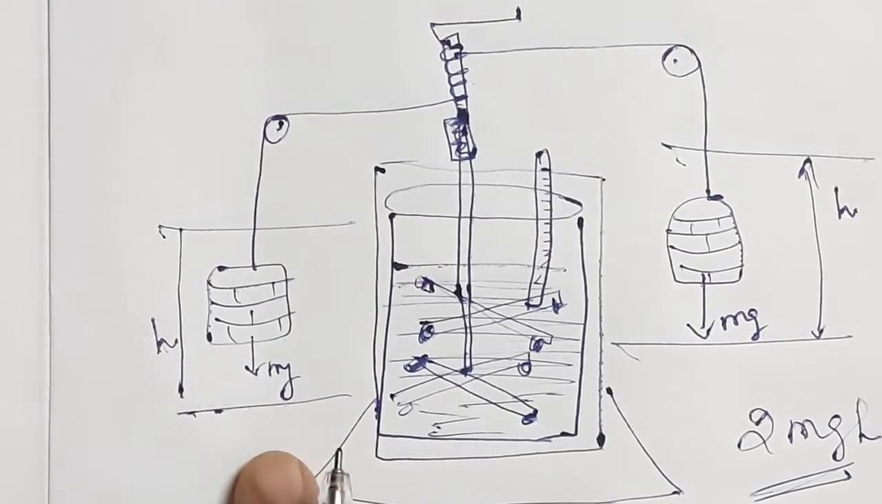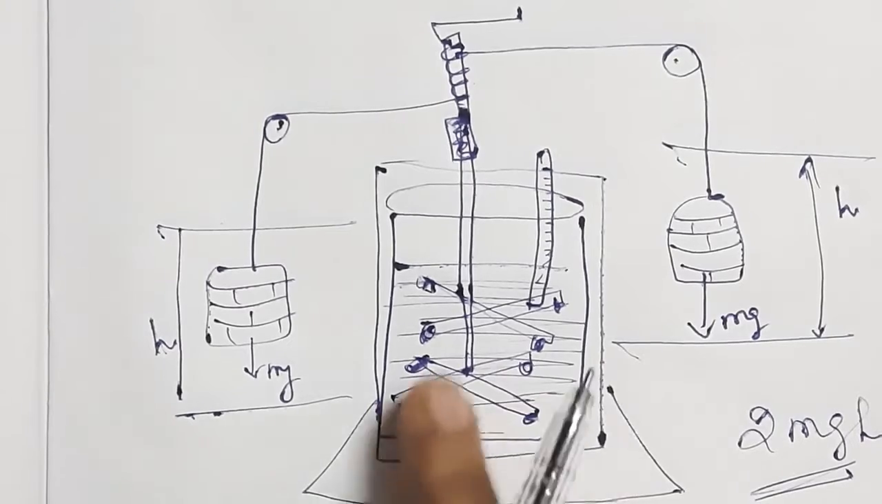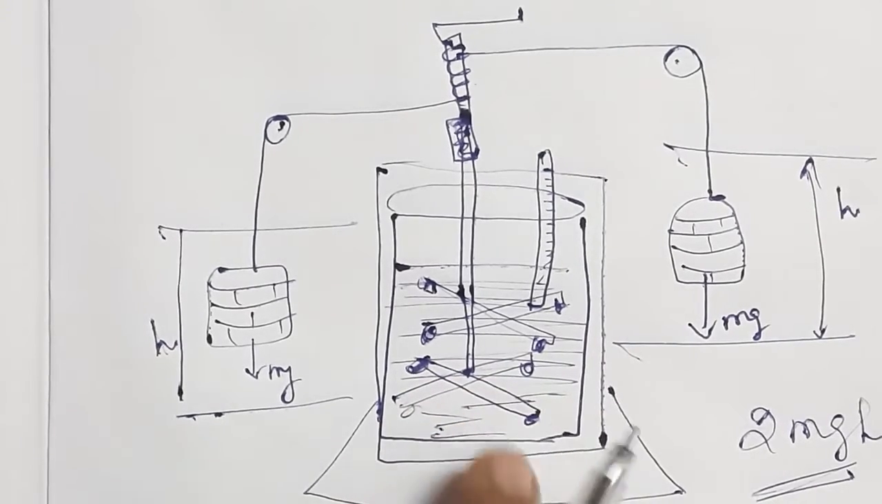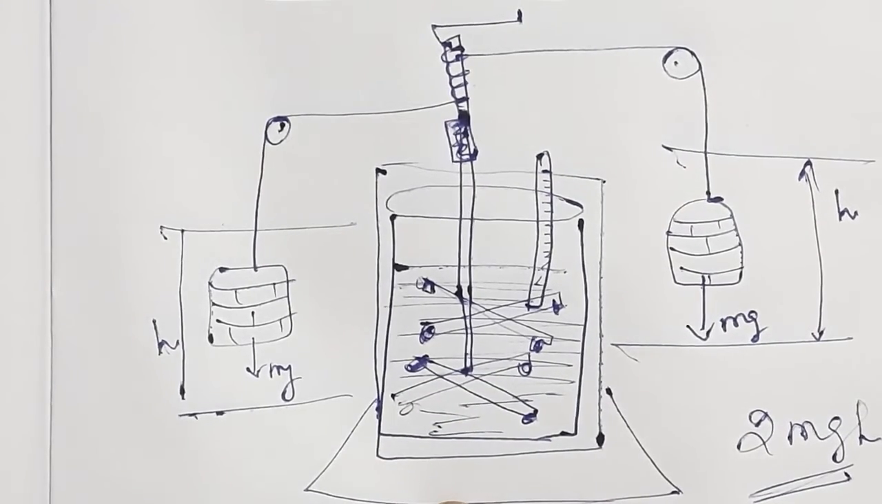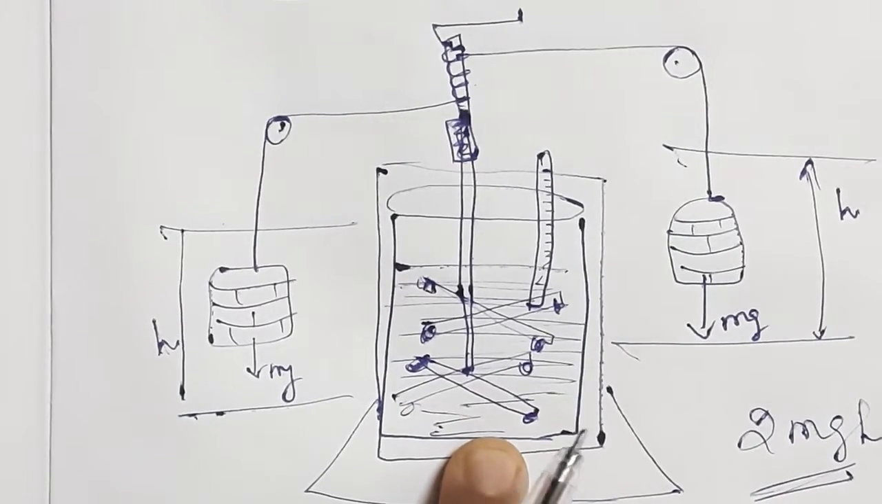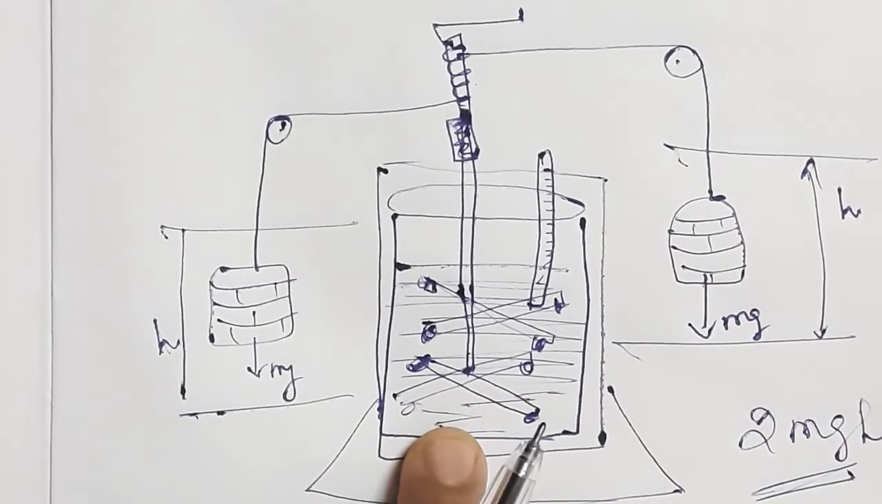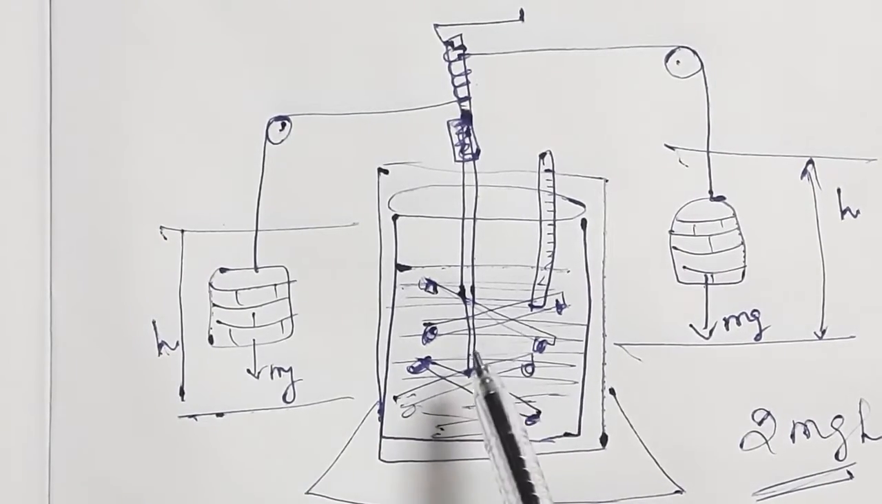So when they fall, this paddle wheel turns. So there will be an interaction with the liquid. Due to the turning of the wheel inside this water, there is a force. What force? Frictional force comes in between the water and the paddle wheel.